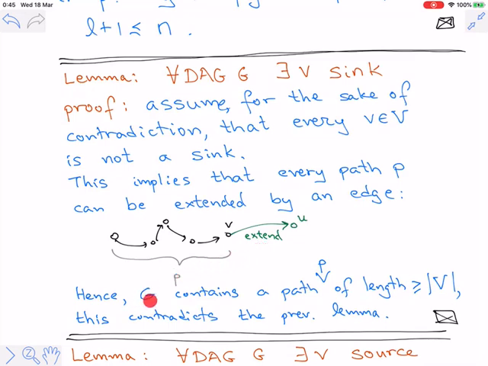This means that, in fact, G contains a path P of length |V|, where |V| equals the cardinality of V. Now, the cardinality of V in the previous lemma was n, and in the previous lemma we said there could not be a path of length n. Every path has length at most n minus 1. So we get a contradiction to the previous lemma, and that completes the proof.